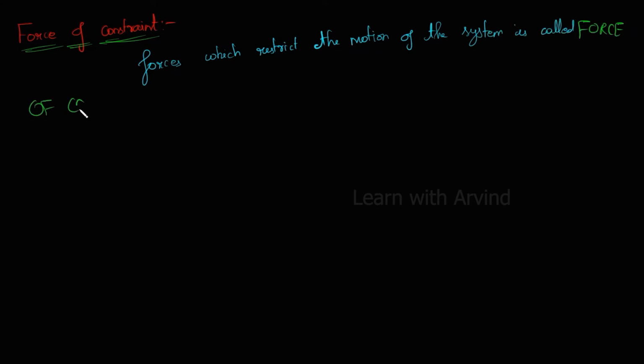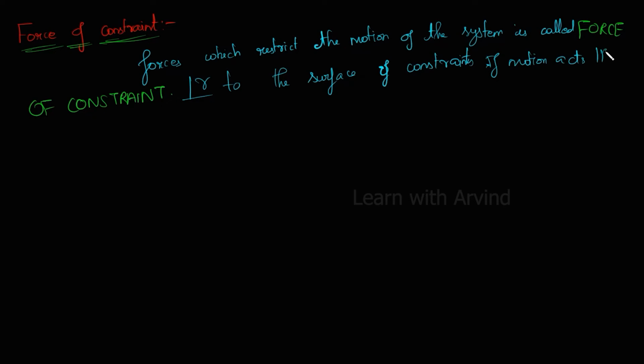Forces which restrict the motion of a particle or system of particles. This is what we mean by force of constraint. This force of constraint would be perpendicular to the surface of the constraint if the motion acts parallel to the surface of constraint. If the motion acts parallel, then the force of constraint would act perpendicular to the surface.